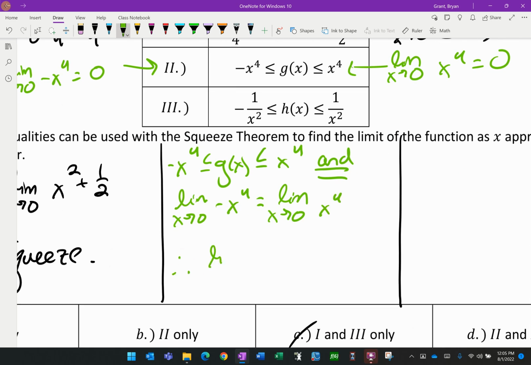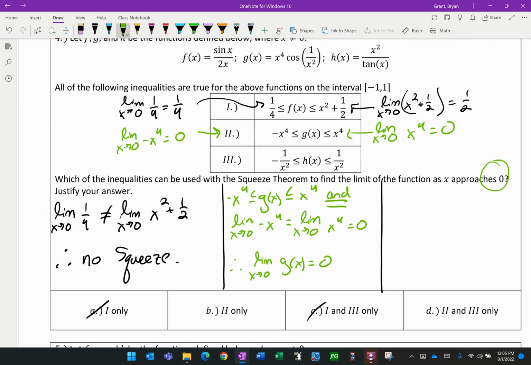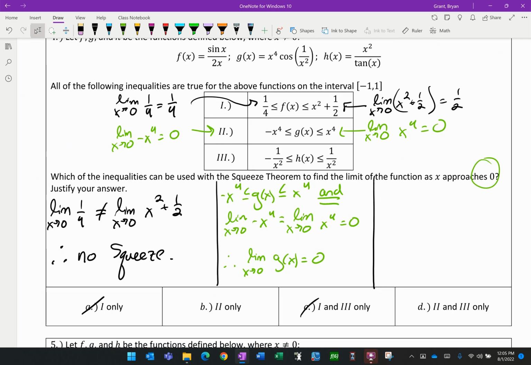Therefore, the limit as x approaches 0 of g of x equals those two, and they both equaled 0. We should probably say this equals 0. We did that up above, but not a bad thing to write it back through. So 2 definitely works. So it could be B. Unfortunately, it could also be D.